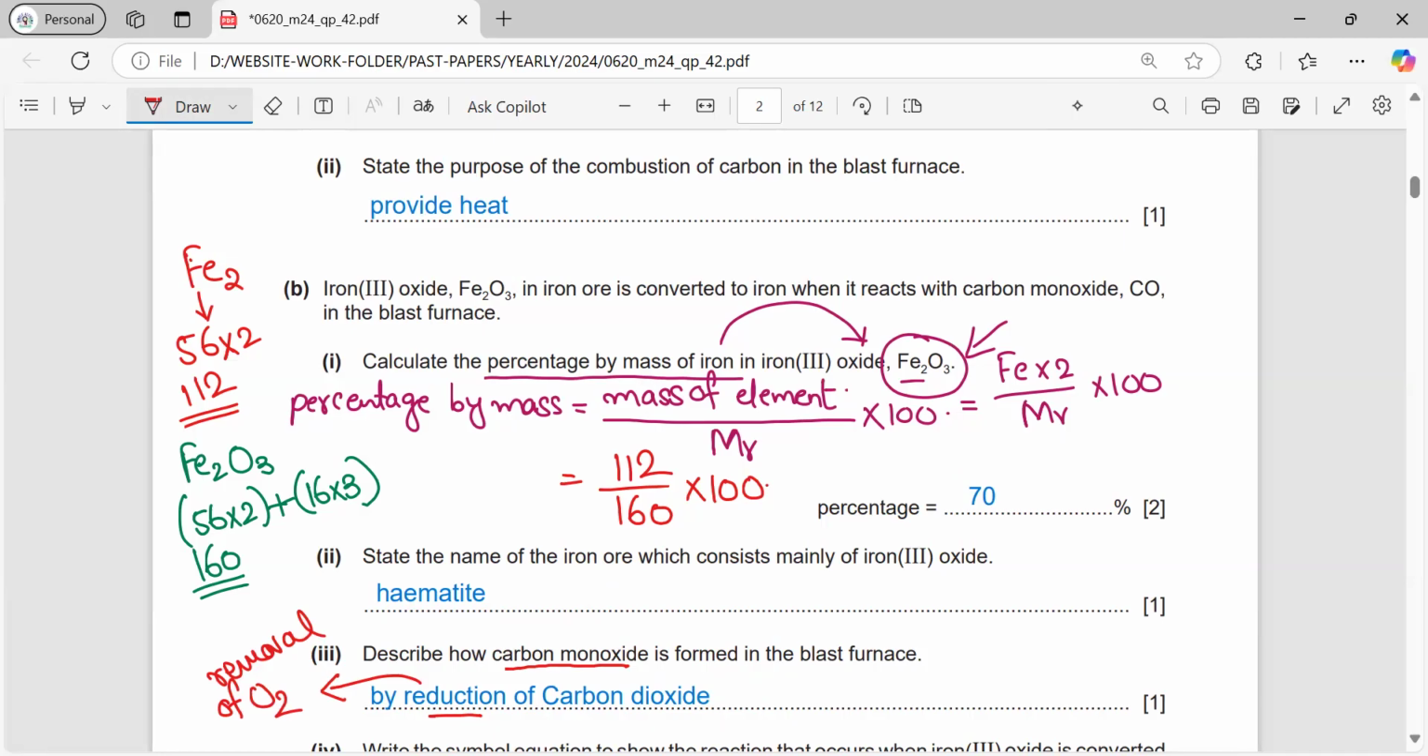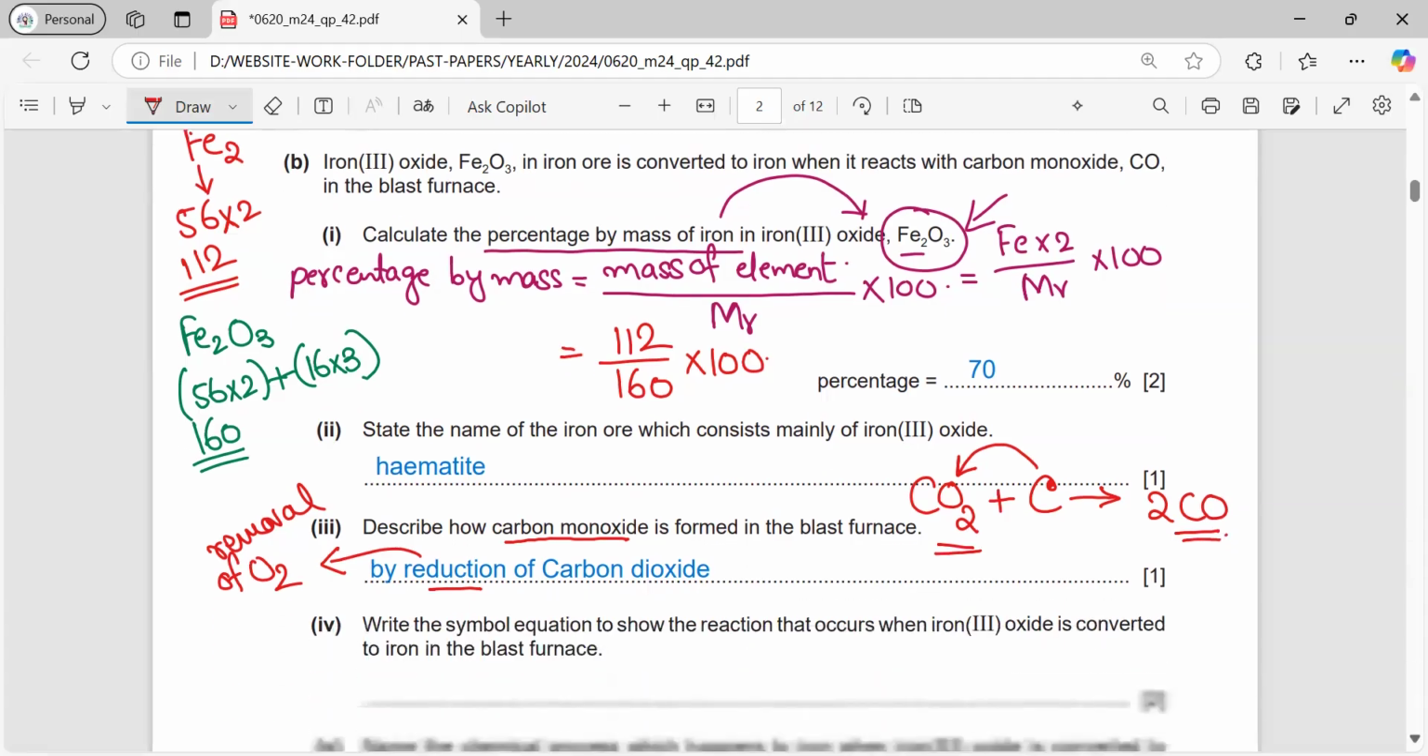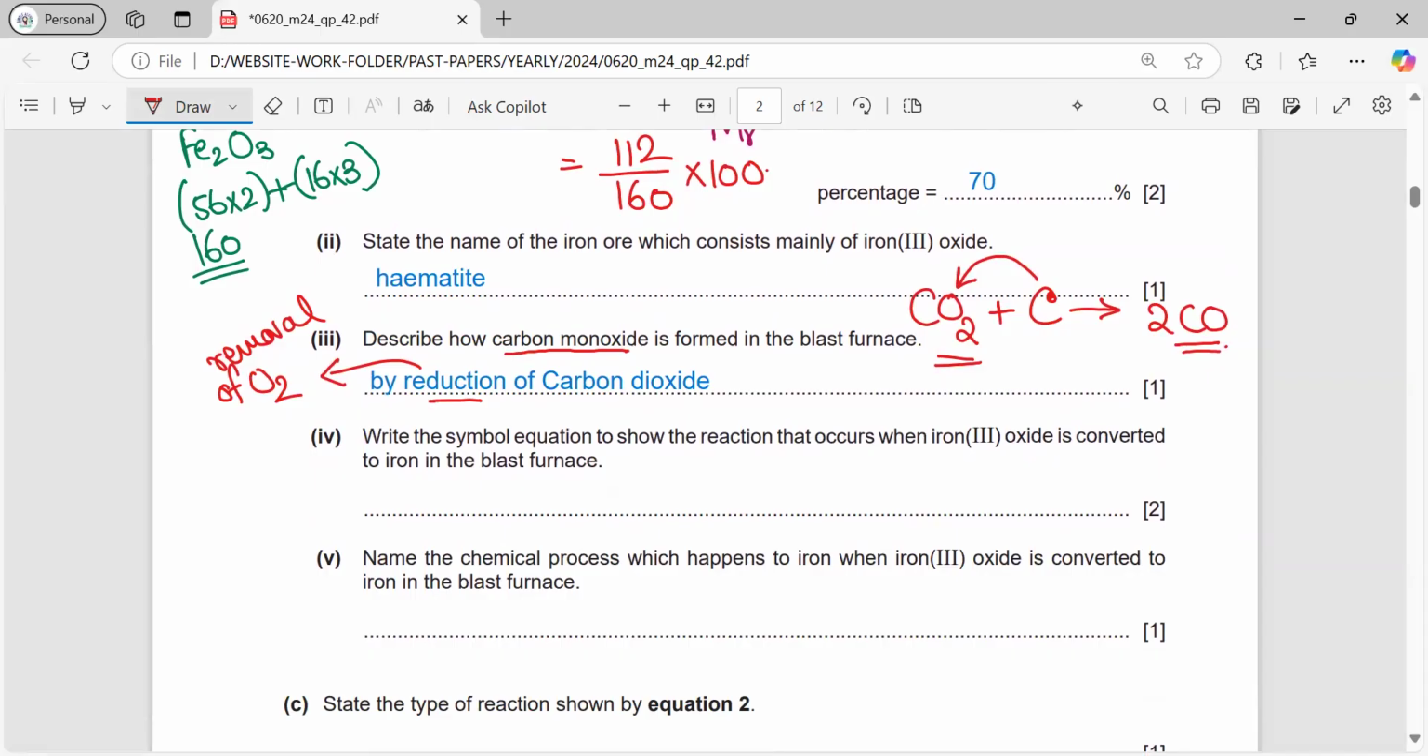Now, when we have carbon dioxide in the blast furnace, this carbon dioxide reacts with carbon to form 2 moles of carbon monoxide. This carbon, which reacts with carbon dioxide, removes the oxygen from carbon dioxide. So when it removes the oxygen from carbon dioxide, this is called reduction. So by the reduction of carbon dioxide, we will get carbon monoxide. Write the simple equation to show the reaction that occurs when iron oxide is converted to iron in the blast furnace.